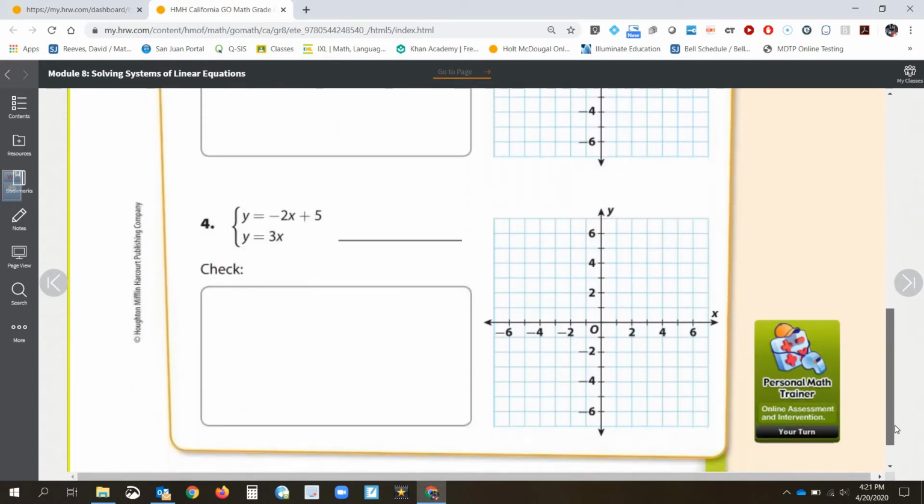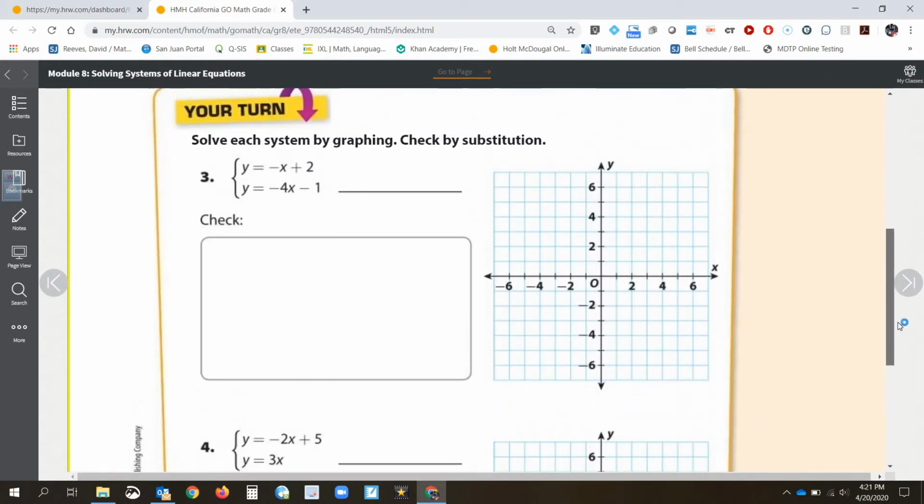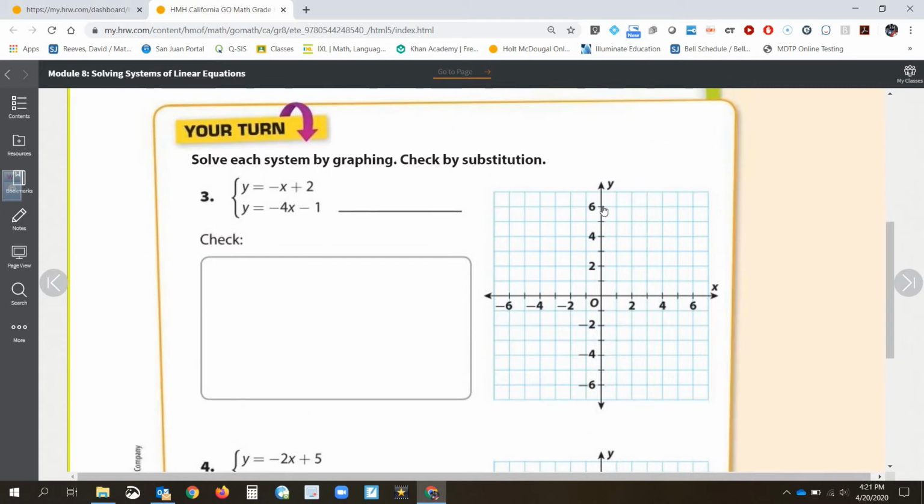This is from the textbook, page 231. I'm doing your turn. I'm going to do number 3 and number 4. So it says solve each system by graphing, check by substitution.